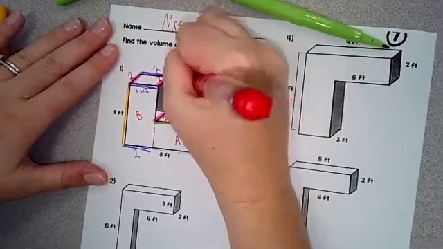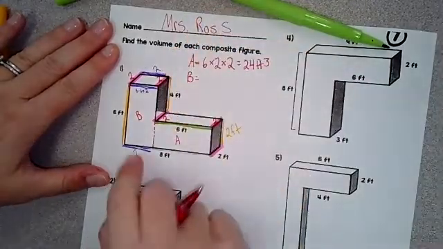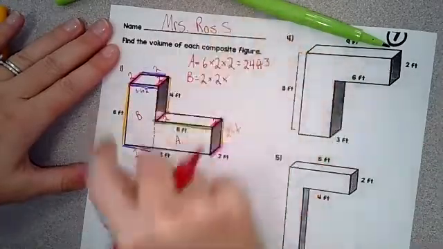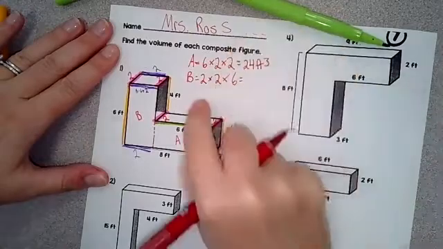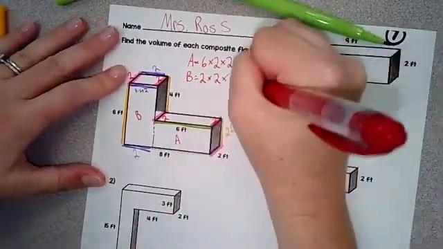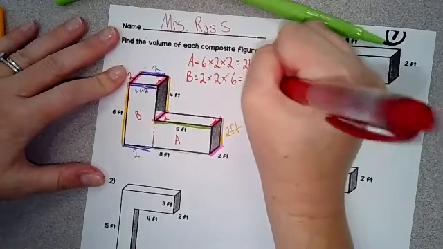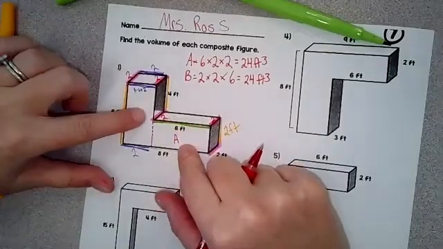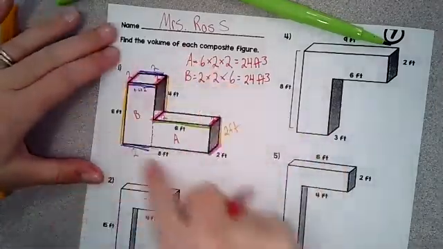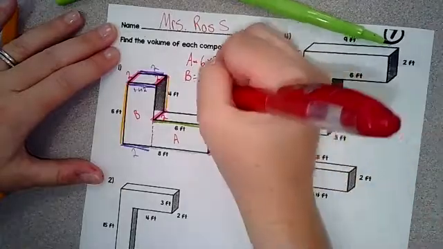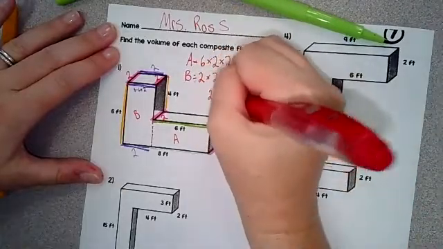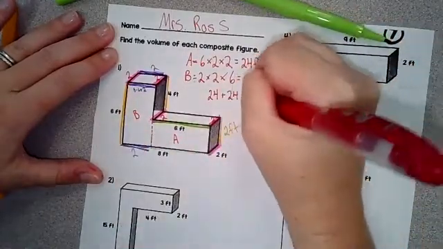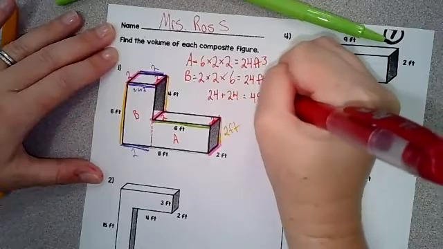So let's do the volume of box B. So the length is 2, the width is 2, the height is 6. So 2 times 2 is 4 times 6 is 24 feet cubed. But we're not done. We have to add the volume of both the boxes together to get the composite volume. So you do 24 plus 24, 24 for box A, 24 for box B, and you get 48 feet cubed.